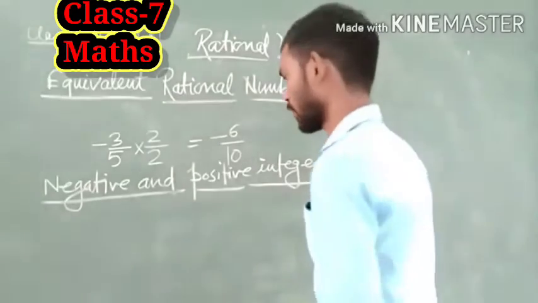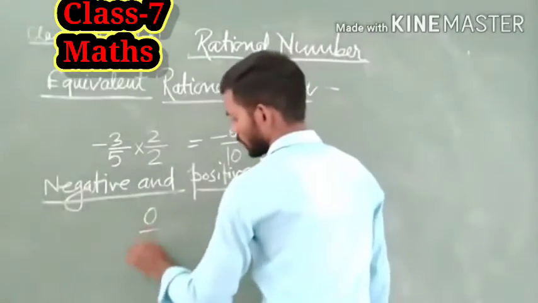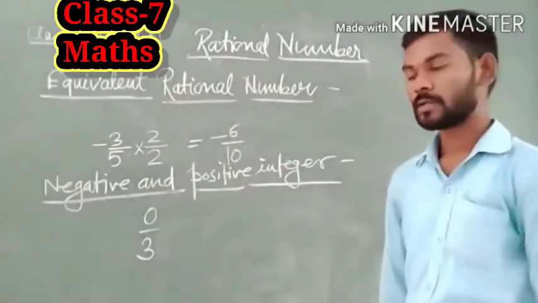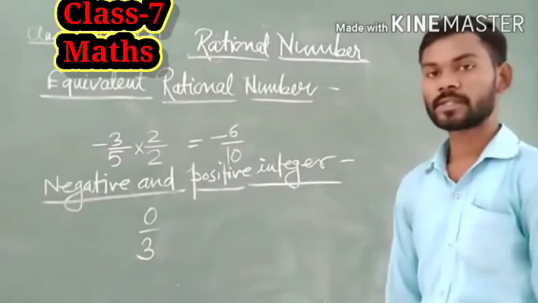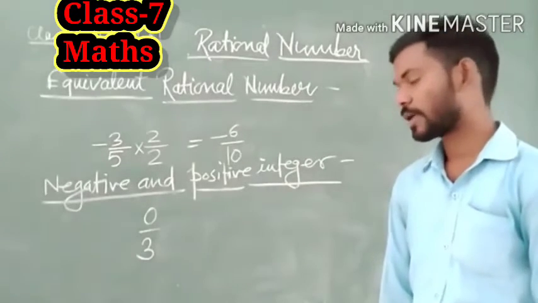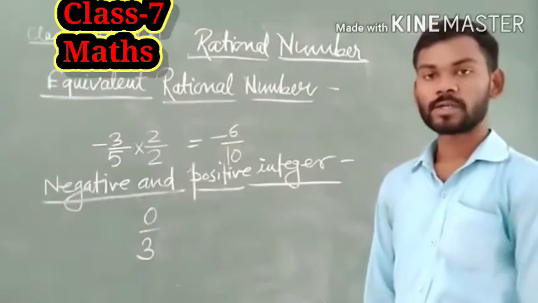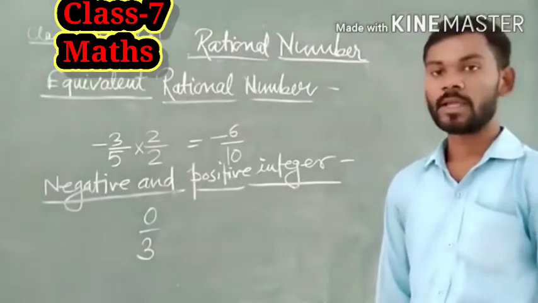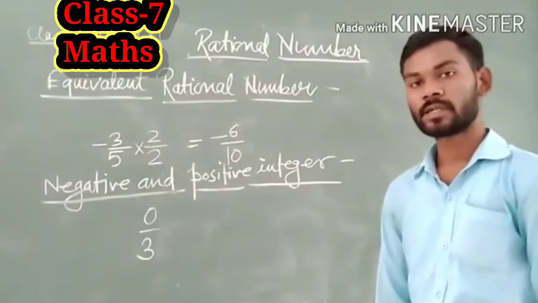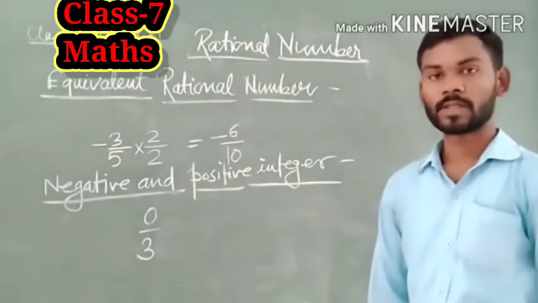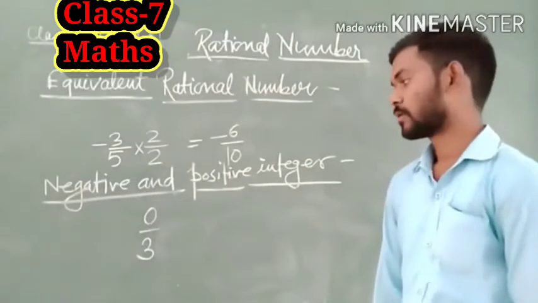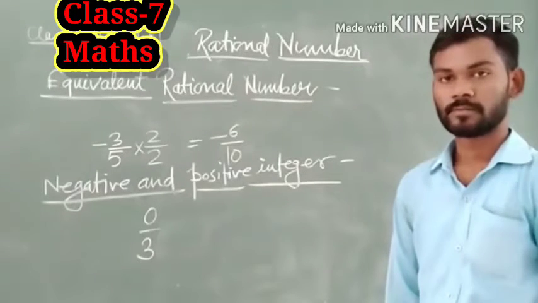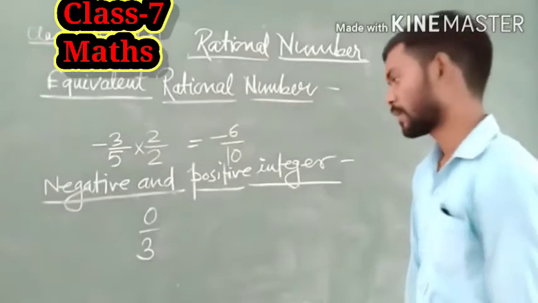Okay? So if I write 0 upon 3, since it is a rational number, we cannot justify that it is either positive or negative, because 0 is an integer and 0 is neither positive nor negative. Therefore, it is impossible to justify that it is either positive or negative.